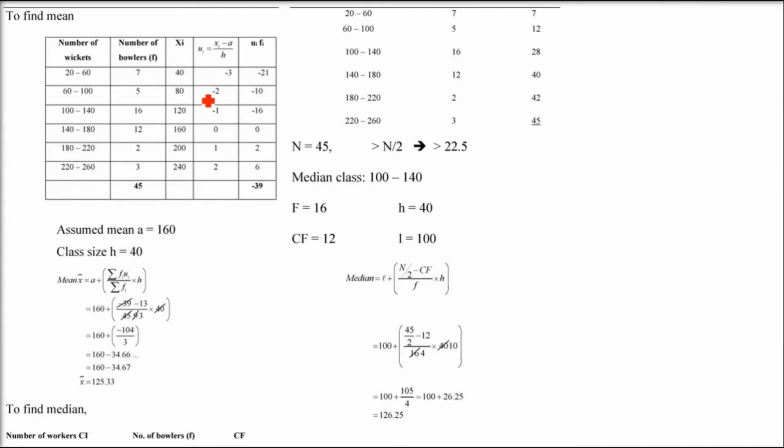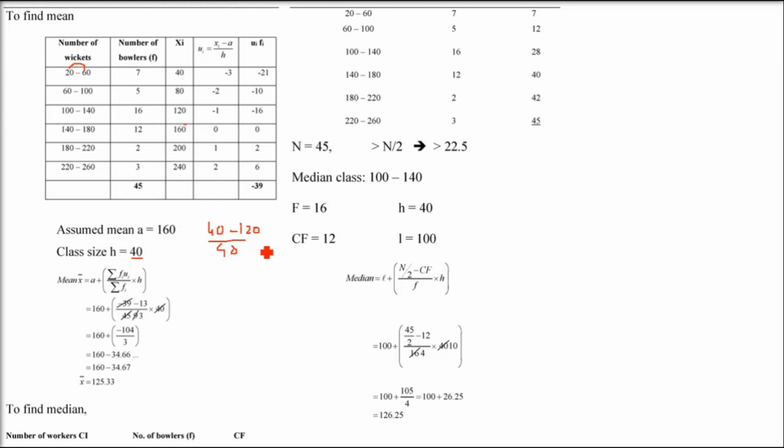And for all the values which you get, this A, the assumed mean, is already there. Xi is 40, 80, till 240. So the interval h is 60 minus 20. If you take 120, you have to take xi, 40 minus 120, divided by h. H is the class difference, 60 minus 20.